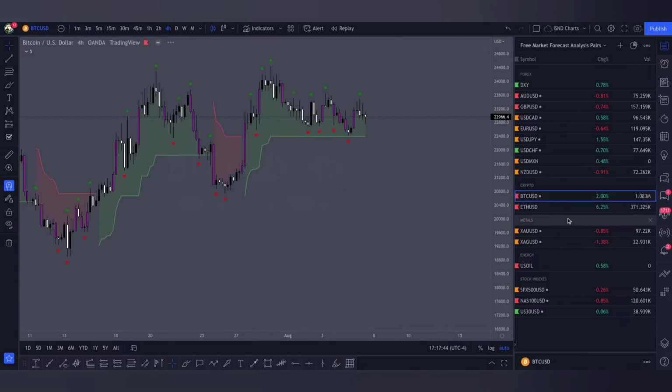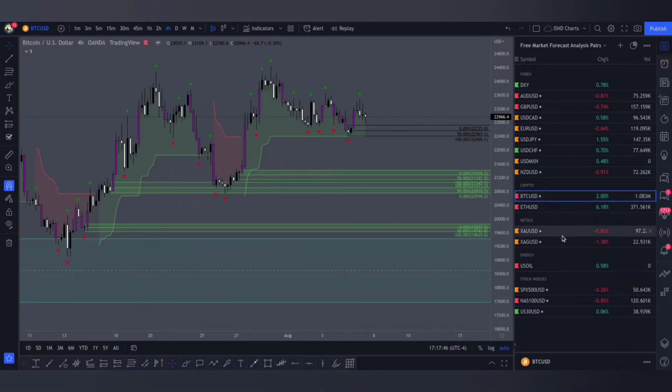All right, moving on to Bitcoin USD. Short-term currency bias is short for Bitcoin. And it does look like supply is in control. The supply was created, tapped into, and respected. The supply was created, tapped into, and seemingly respected as well.